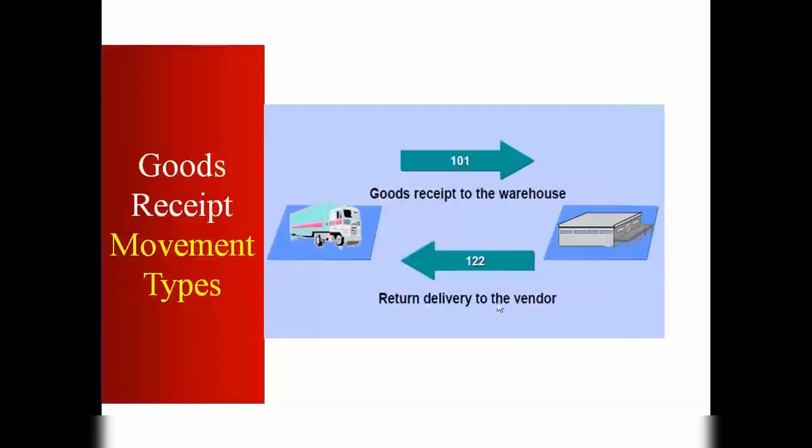And the point to be noted here is that goods received is controlled by something called movement types. Okay, we'll talk about the details of movement types later on. But movement type 101 is to put the goods received into the warehouse, and 122 is the return delivery.